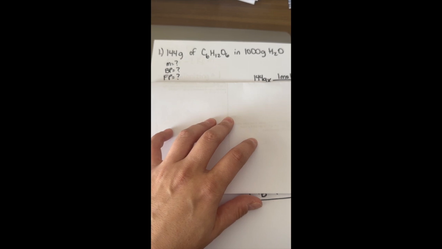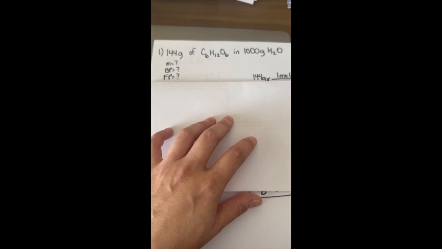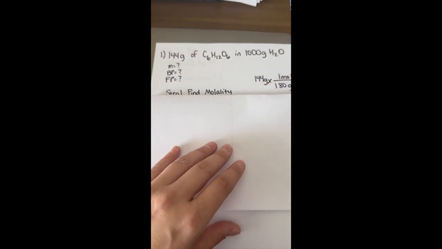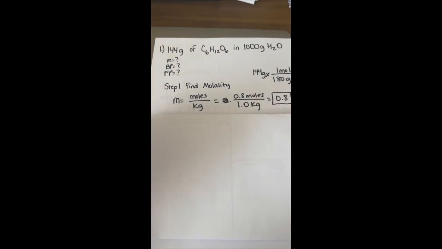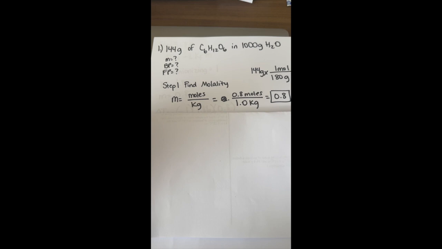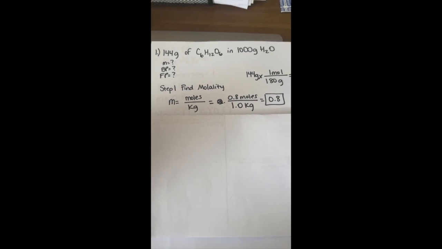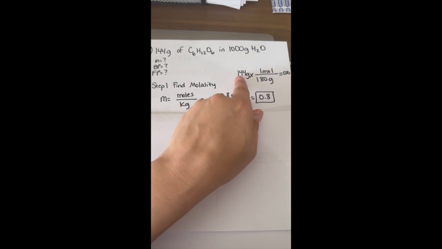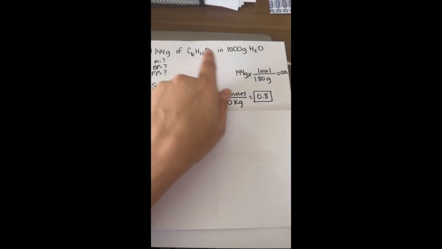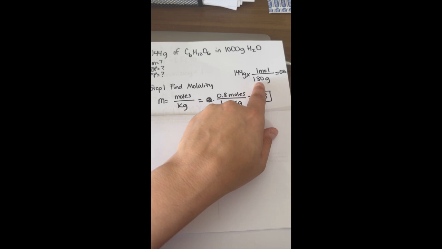We're going to start with what we know to be true, and we can easily calculate our molality because we're given the grams of this and the grams of that. Remember that molality is moles of solute per kilogram of solvent. So we can find that quite easily. We've got our 144 grams of our sugar. Where did I get this number from, though? Where did I just pull it from the air?